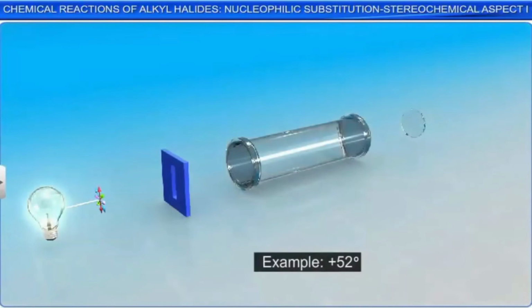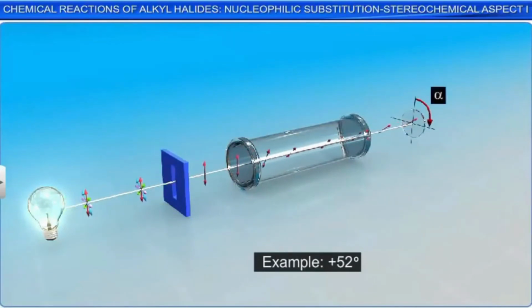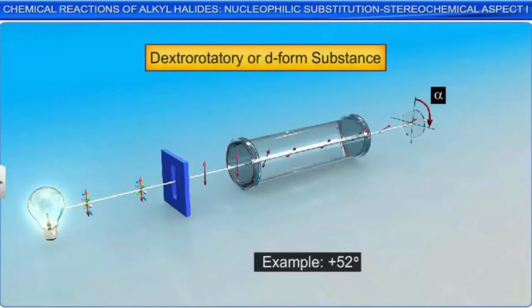If a substance rotates plane polarized light to the right or clockwise, as seen by an observer towards whom the light is approaching, then it is called dextro-rotatory or D form. It is indicated by placing a plus sign before the degree of rotation. In Greek, dextro means right rotating, and hence the term dextro-rotatory.